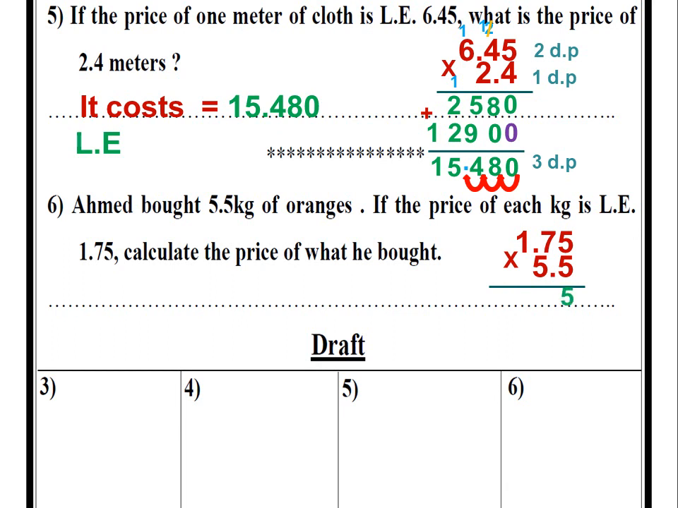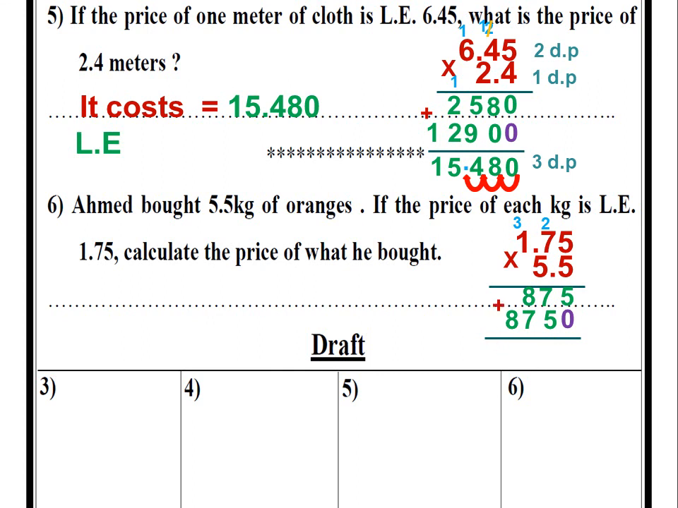5 times 5, which is 25. 5 and carry up 2. 5 times 7, which is 35 plus 2, 37. 7 and carry up 3. 5 times 1, which is 5 plus 3, 8. Blocking 0. 5 times 5, which is 25 again. 5 and carry up 2. 5 times 7, which is 35 plus 2, 37. 7 carry up 3. 5 times 1, which is 5 plus 3, which is 8.